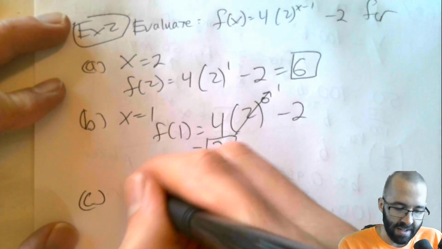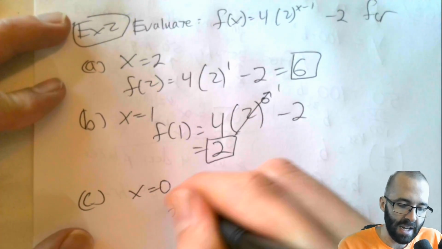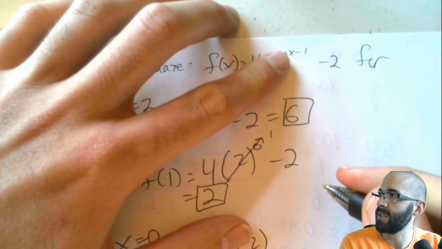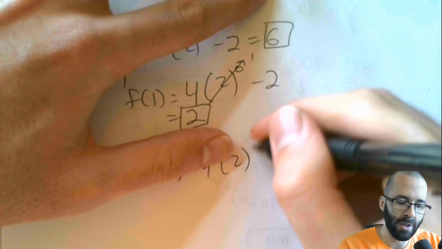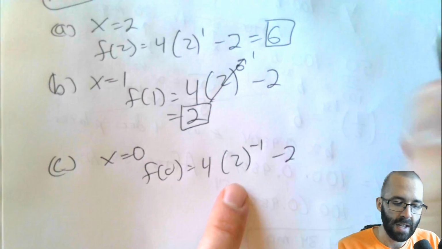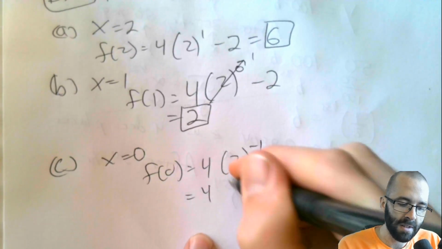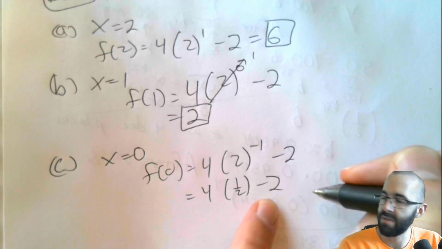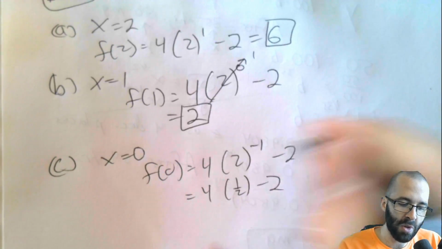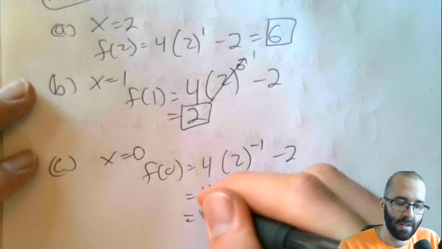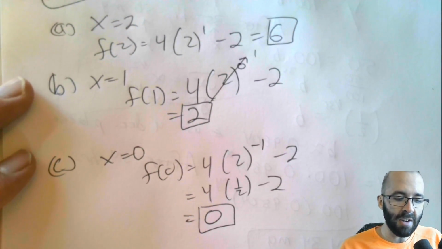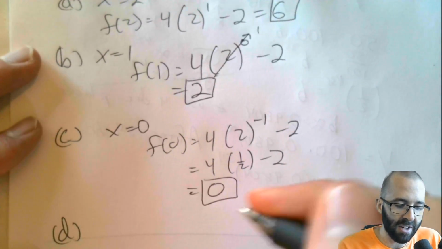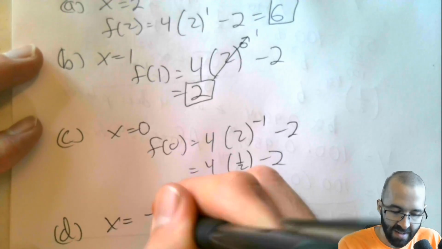Okay, if x is equal to 0, right? We're going to get f of 0 is equal to 4 times 2 to the x minus 1. If x is 0, 0 minus 1. Remember, negative exponent means reciprocal. It becomes 4 times 1/2 minus 2. This will become 2 minus 2, which is 0. All right, so watch out for these ones, especially if you have a negative exponent. Make sure you're typing them in correctly if you're using a calculator. Double checking them by hand would be a good idea.